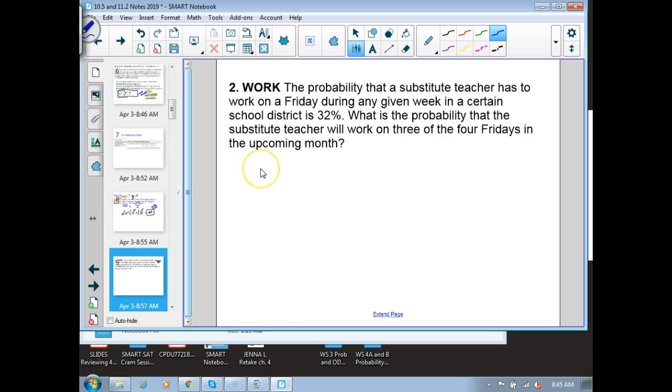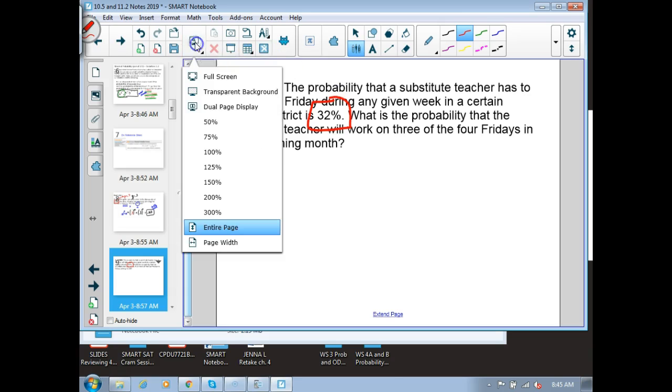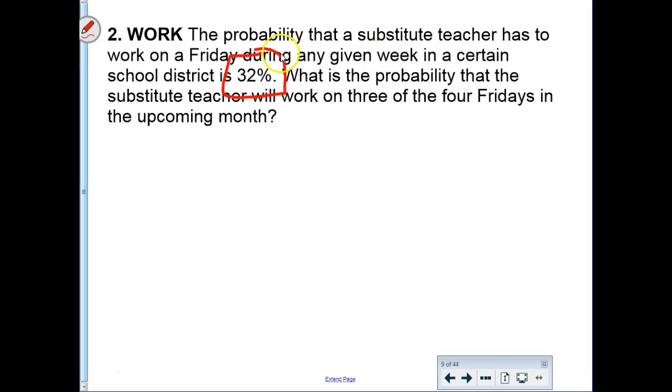So on the next question, just read carefully. Those of us who are getting ready for our SAT are all about reading carefully today. The probability that a substitute teacher has to work on Friday is 32%. So this is considered a success in his mind, that he wants to know what's the probability of him being called to work on Friday. So his probability of success is 0.32. With that in mind, can you tell me what the probability of failure is, just for funsies? 0.68. We don't actually need that for the calculator distribution, but it's fun to know.